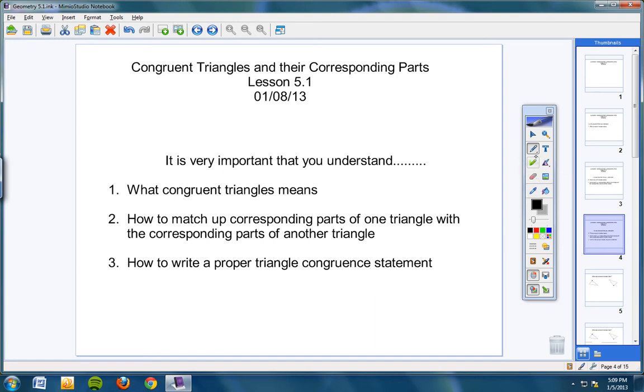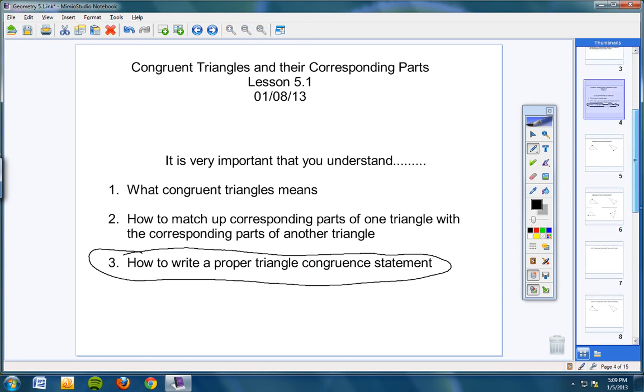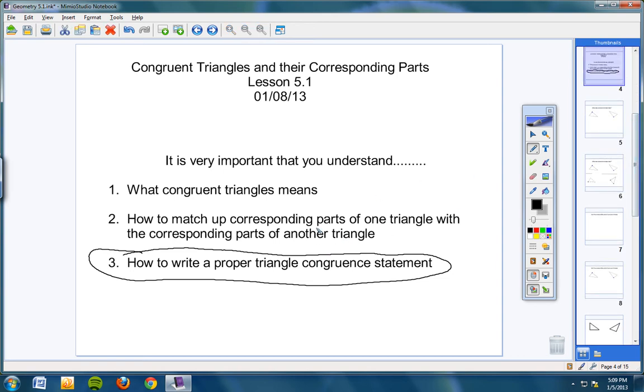And I would definitely have to say, out of all three things, this number 3 is probably the most difficult, and it's the most important. It is so important that you know how to do this. Okay, so please keep that in mind. And let's continue on. If you need to pause the video, that's fine, but these are the three things we're going to look at today. What does congruent triangles mean? How do you match up corresponding parts of one triangle with another when they're congruent? And then how to write a proper triangle congruence statement.